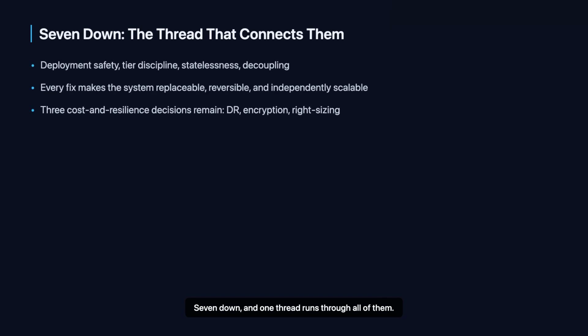7 down, and one thread runs through all of them. Deployment safety, tier discipline, statelessness, decoupling. Every single fix makes the system more replaceable, more reversible, and more independently scalable. 3 decisions remain to close out the cost and resilience story: disaster recovery, encryption enforcement, and right-sizing. That's not a coincidence. It's what a well-architected system looks like.